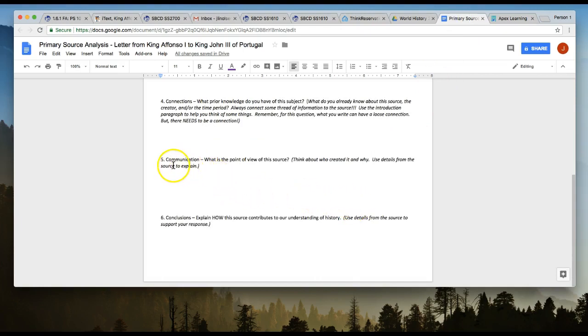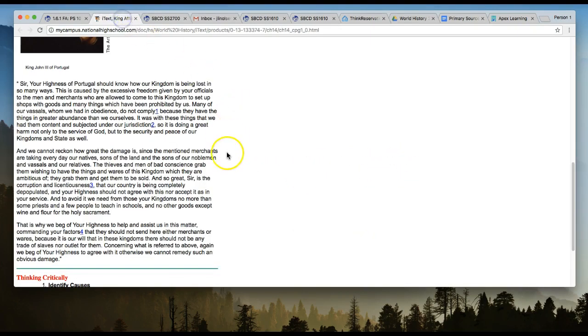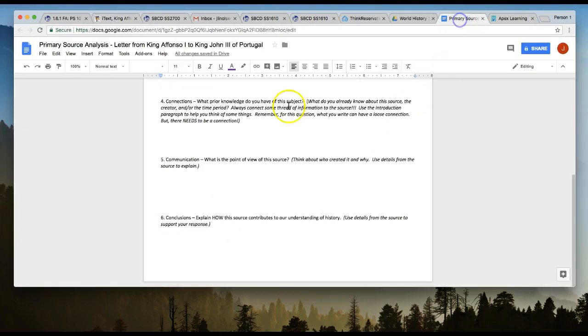Okay? The fifth question, what is the point of view of this source? What was King Affonso's point of view? And I said use details from the source to explain. So you could use quotes, you could use pieces of sentences as evidence in number 5 that explains what King Affonso's point of view was.